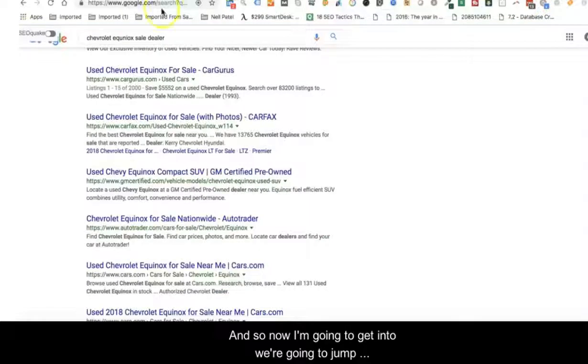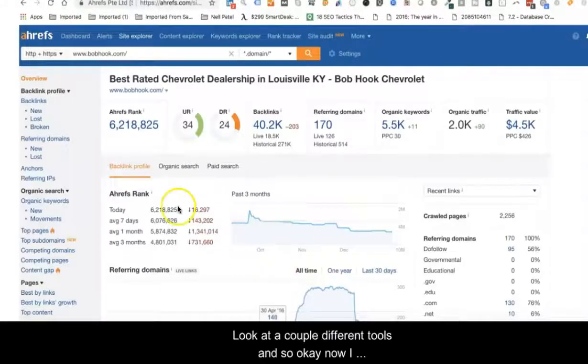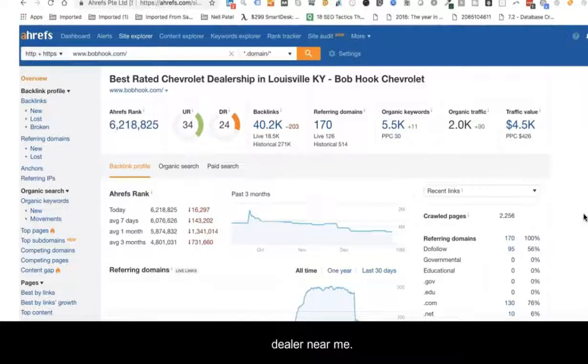And so now we're going to jump around here, but I told you that we would look at a couple different tools. And so, okay, now I learned one thing. So we're going to table that Chevy dealer near me.